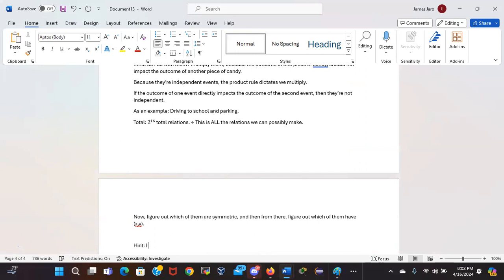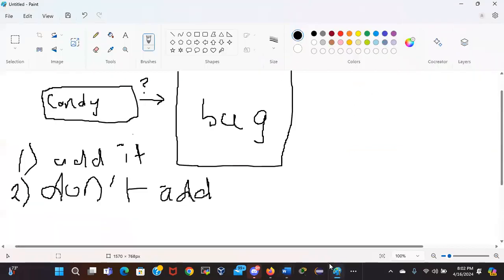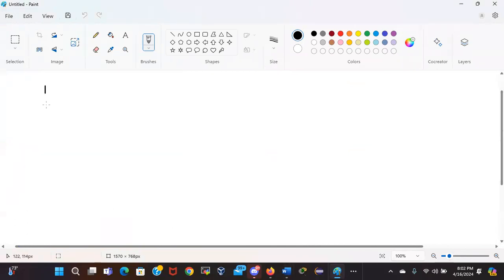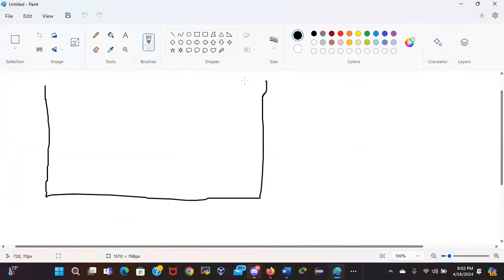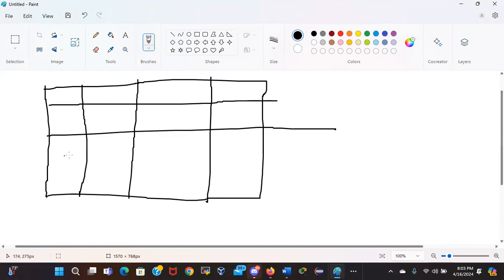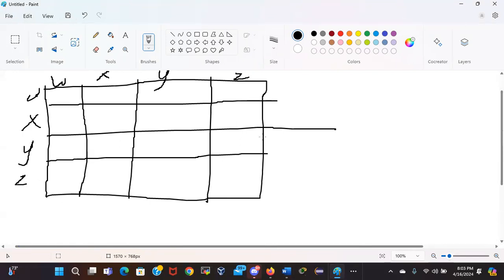As a hint, I would draw a 4x4 grid, kind of like this. So I would draw a 4x4 grid, something like this. 1, 2, 3, 4. 1, 2, 3, 4. And then what you would have is W, X, Y, Z, and then W, X, Y, Z. Does that make sense?